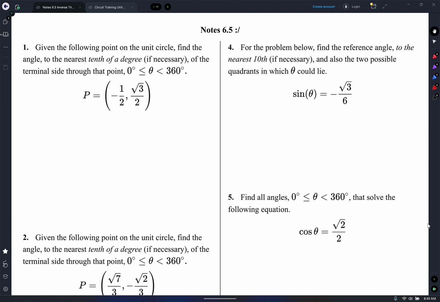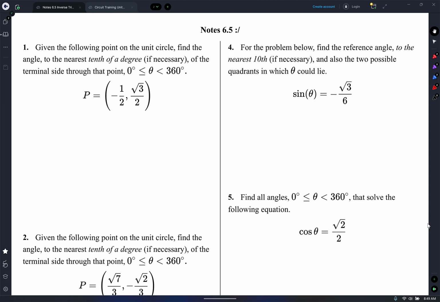Note 6.5. All of this is stuff that you kind of already know. You just got to make a few connections, and you probably already do know it. You can probably figure it out on your own. So let's just start. Like I said, these questions are questions that you already know. You just got to make some connections here.